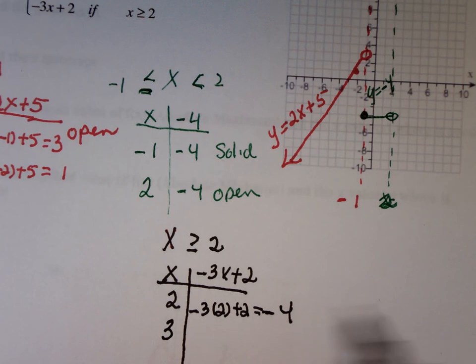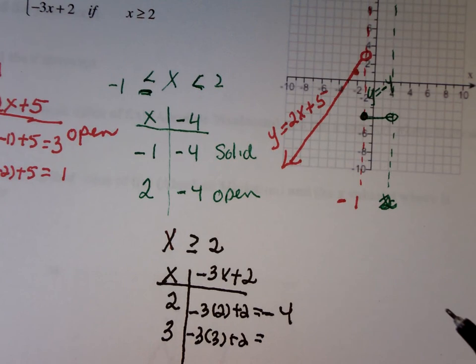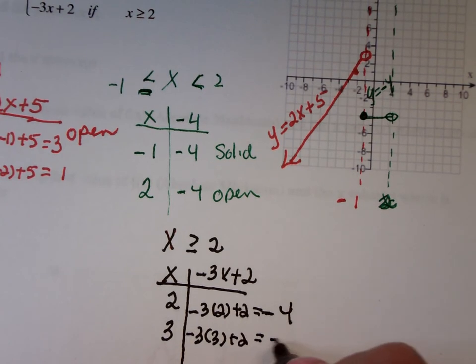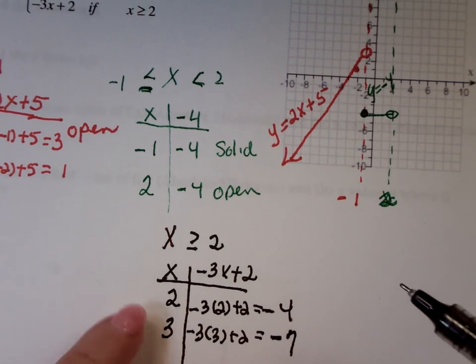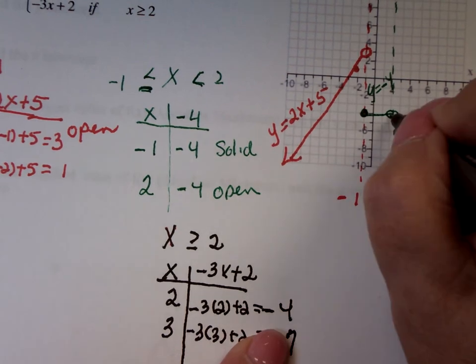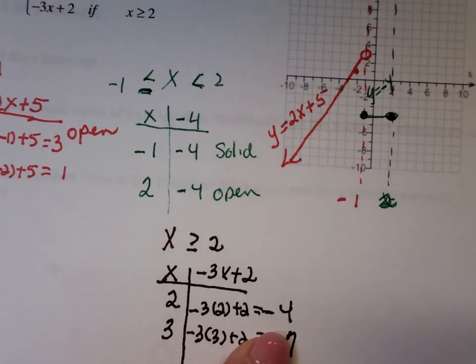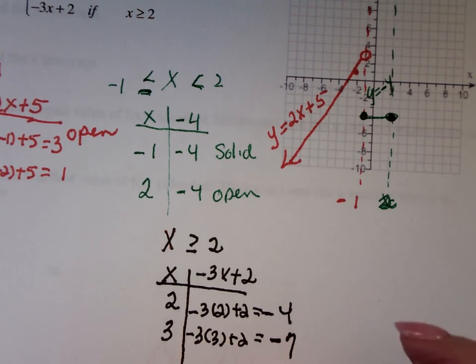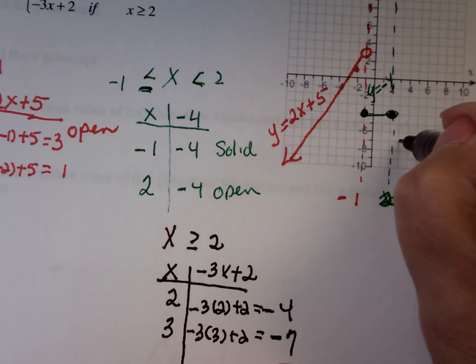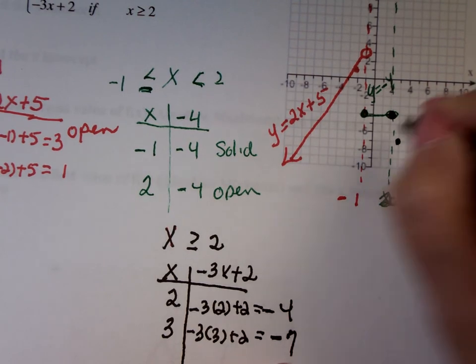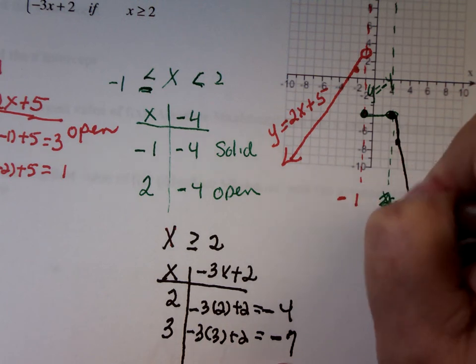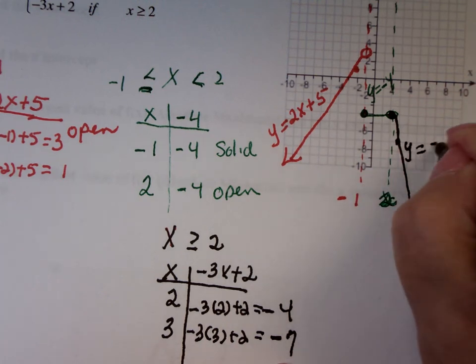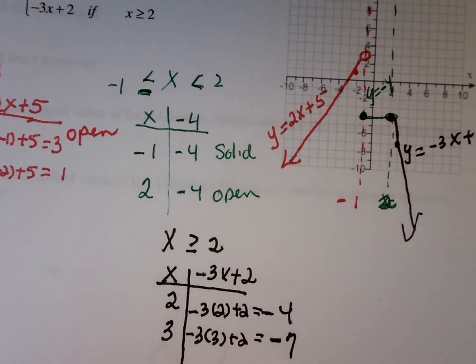And 3 is bigger than 2. -3 times 3 plus 2, which is -9 plus 2, is -7. So x equals 2, y equals -4. Well, what does that do? That fills in that open hole. And at 3, it's -7. And this is y equals -3x plus 2. That is the graph of that function.